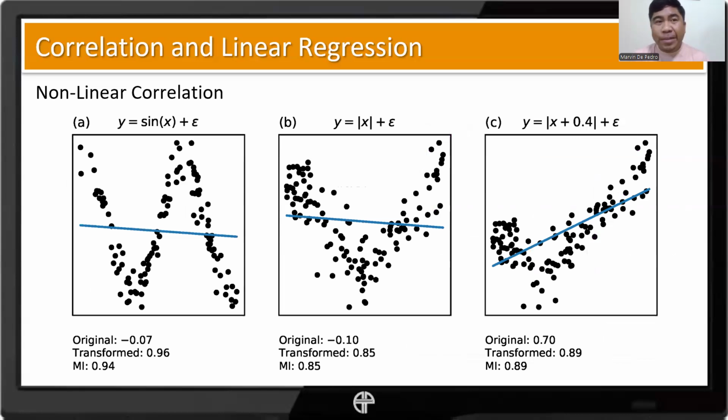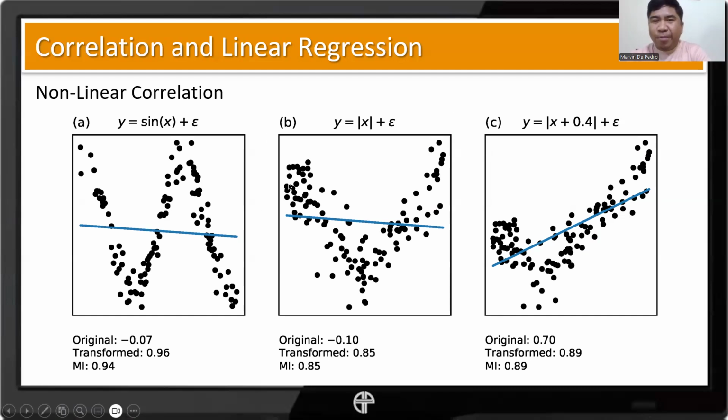Especially when we have nonlinear correlations, such as the sinusoidal ones. Originally, our R is just negative 0.07, which is no relationship. But if we transform it into a nonlinear correlation, we consider it as sinusoidal because there's a sinusoidal pattern. Then if we transform that, it could be 0.96. So there will be a very strong correlation now.